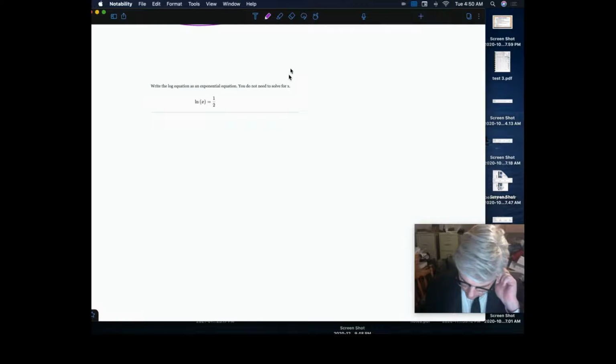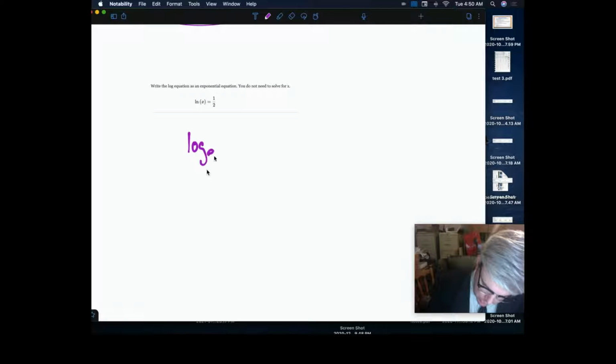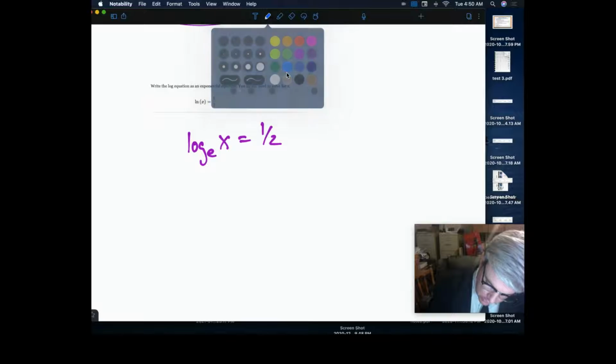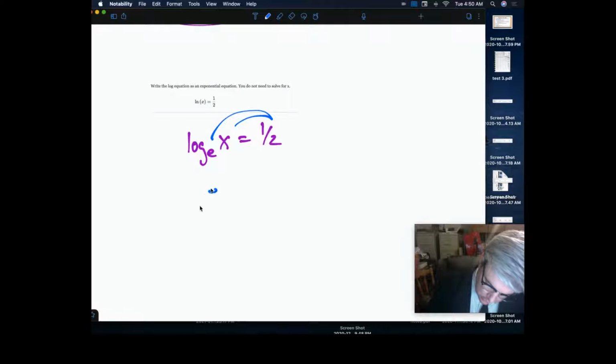Write the log of an exponential; you do not need to solve. Okay, so ln x. The reason why I'm giving you this is I want you to know that ln x is log base e of x equals 1/2. And so again, claw it: e to the 1/2 equals x. It says write as an exponential, so that's as far as I need to go. And next one.